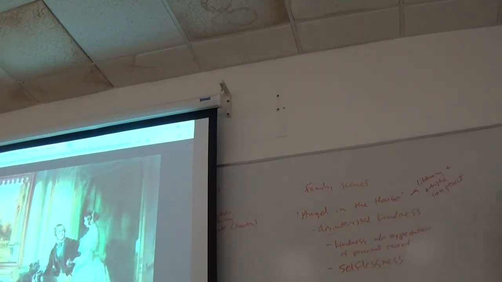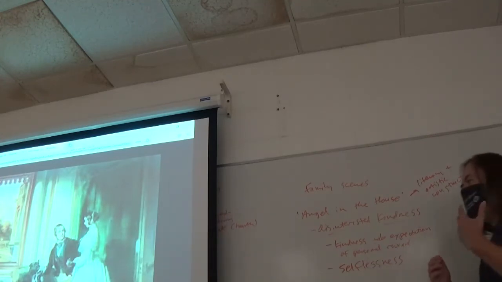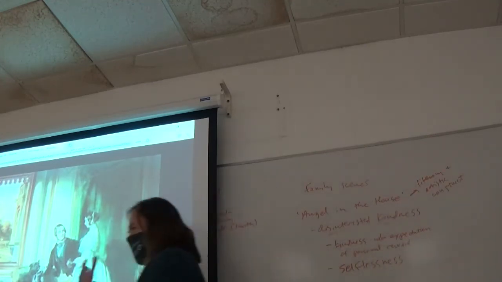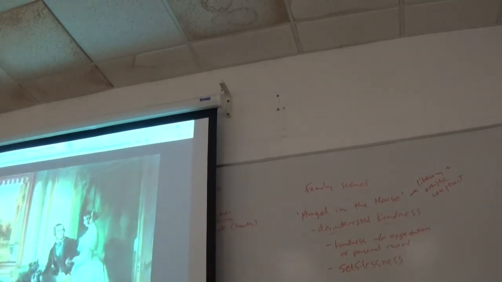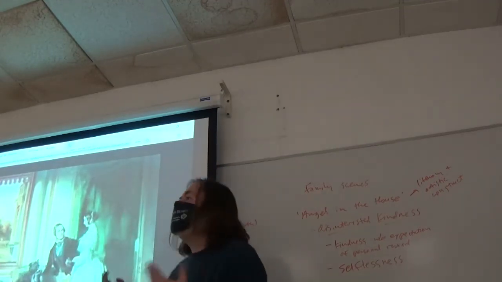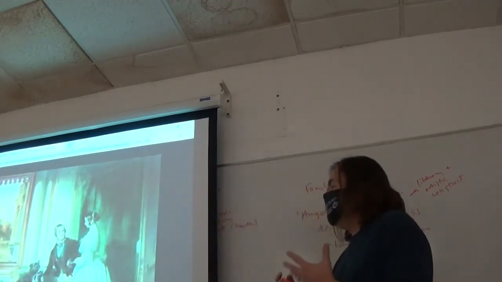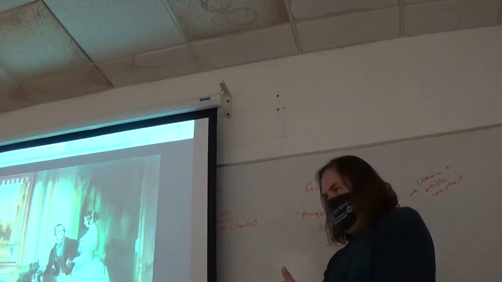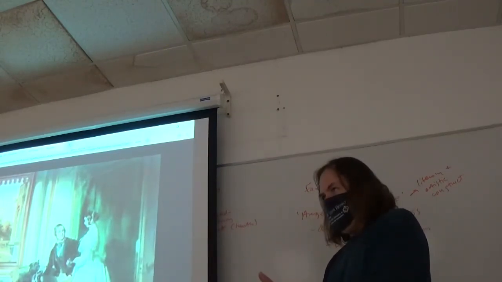But the angel in the house, because this figure is so pervasive in literature and art, then becomes an ideal that a lot of families aspire to, right? Especially because a lot of middle-class families aspire to be more like the royal family, right? They become a model to be imitated, much as the angel in the house's moral goodness is supposed to be something for her husband to imitate, right? Even if she's not that smart.